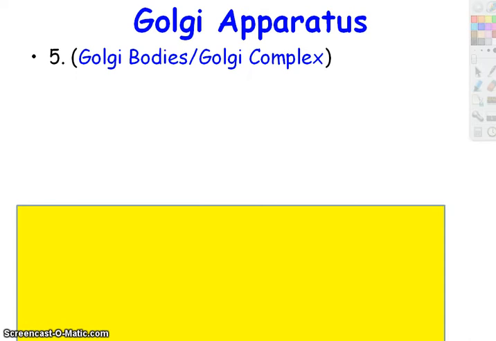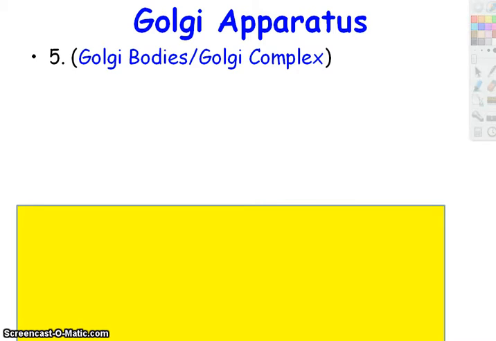Golgi apparatus, sometimes, depending on the book, might be called the Golgi bodies or the Golgi complex. Those are just different names for the same thing. The word Golgi is always there though, so it doesn't really matter whether they say apparatus, Golgi bodies, or Golgi complex. It just depends on the book, what terminology they use.